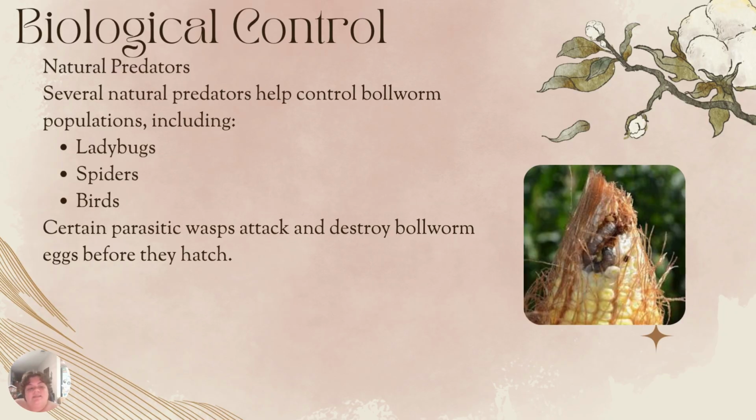Biological control is next. Several people use ladybugs, spiders, birds, and certain parasitic wasps in order to attack and destroy bollworm eggs before they hatch. So typically, those are the species that are used, and that's a picture of a bollworm feeding on a piece of corn. Typically, ladybugs, spiders, and birds are used as the biological control because they're natural predators to help control the bollworm.